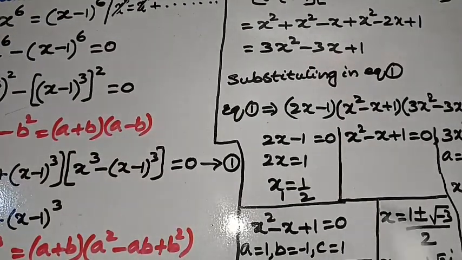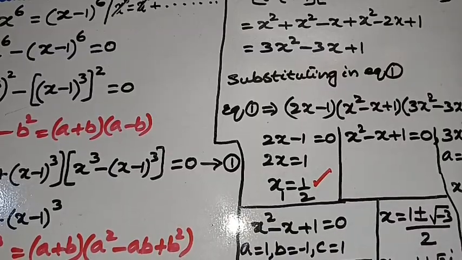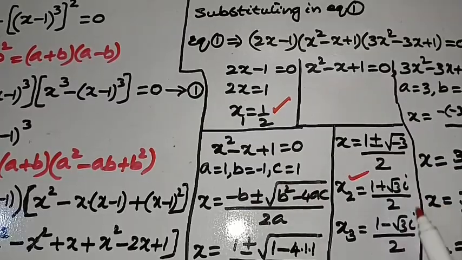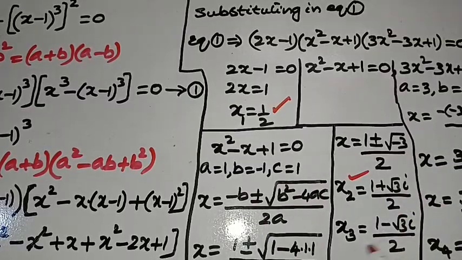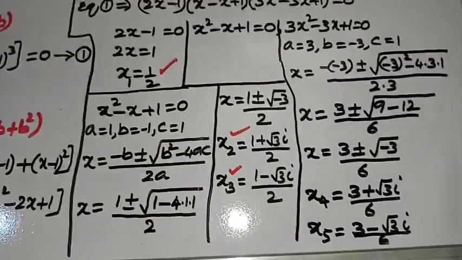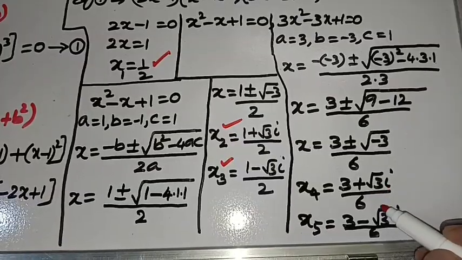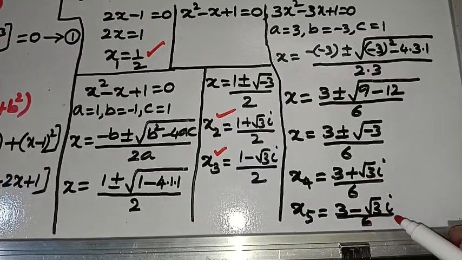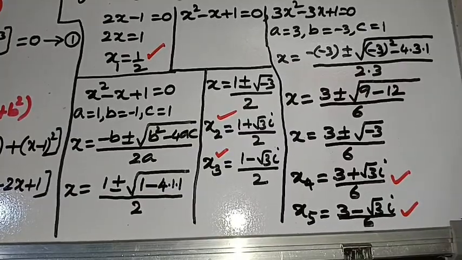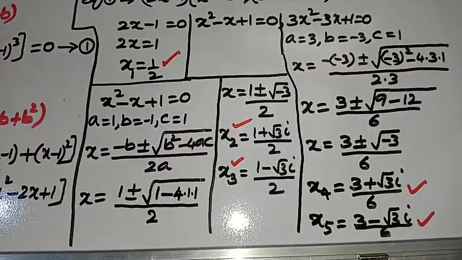So the 5 roots are given by x1 is equal to 1 by 2, and x2 is equal to 1 plus root 3i by 2, and x3 is equal to 1 minus root 3i by 2, and the other two roots are x4 is equal to 3 plus root 3i by 6, and x5 is equal to 3 minus root 3i by 6. These are the 5 roots of this very interesting given polynomial equation.